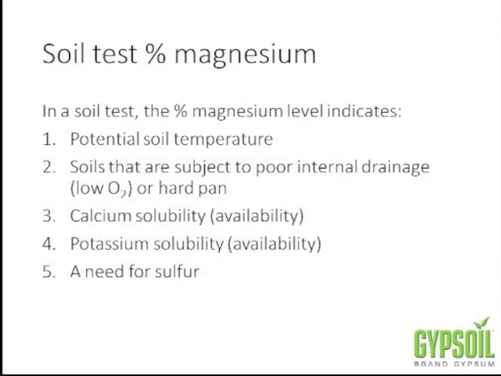Sometimes we struggle with calcium solubility and calcium availability, and a lot of times potassium availability as well. And a lot of times if we see high percentage magnesium base saturation, it really does indicate a strong need for sulfur in the soil as well.